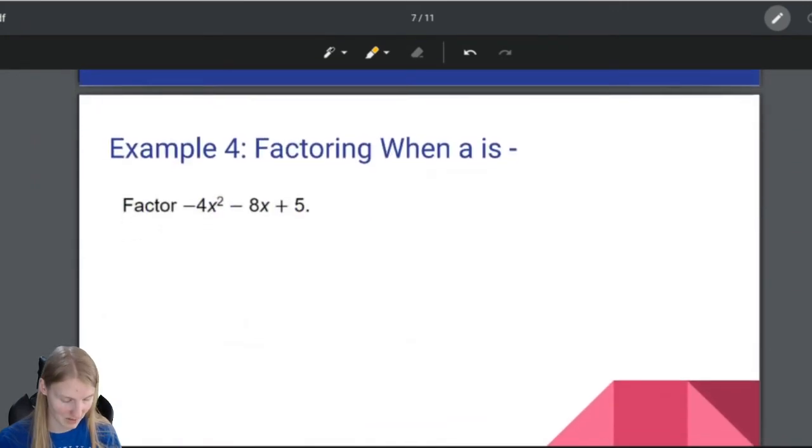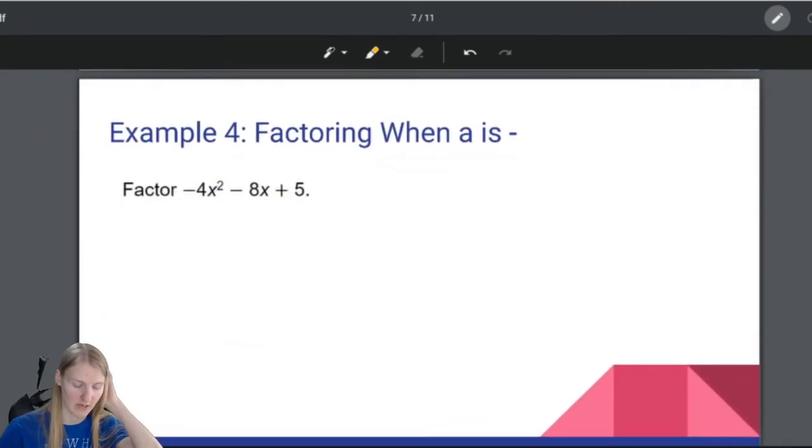Alright, last example. This time I mean it. This is the last example. Now, what happens when a is negative? So see how this 4 right here is negative. What then? Oh, it's actually not that bad. It's really not that bad.